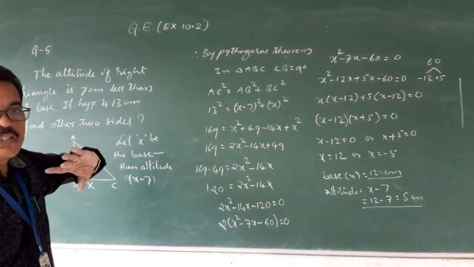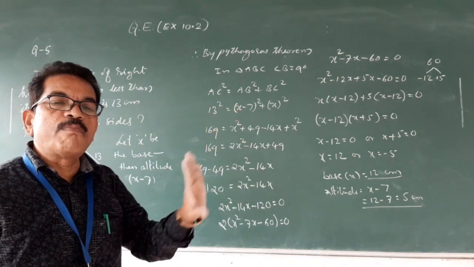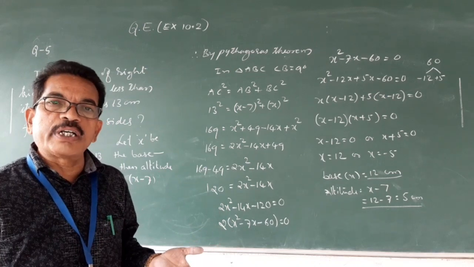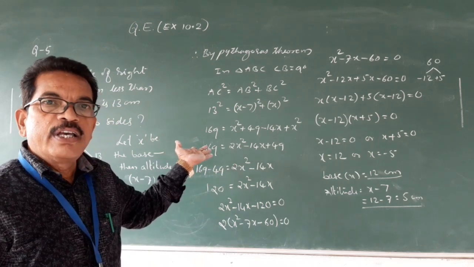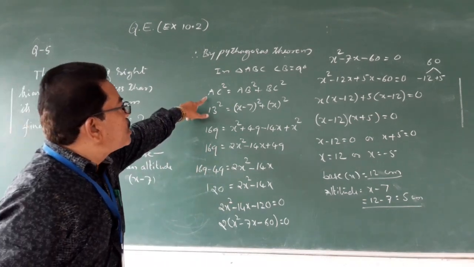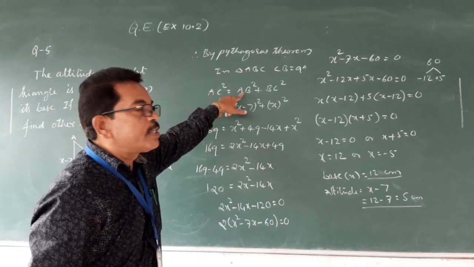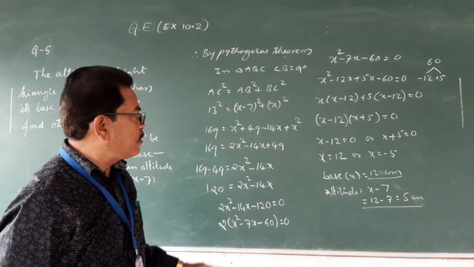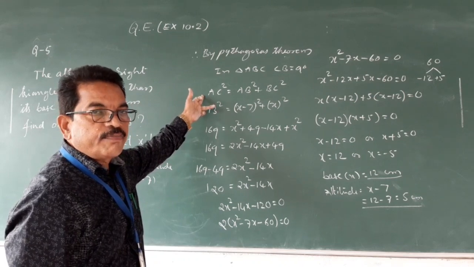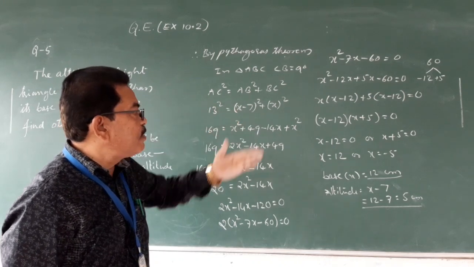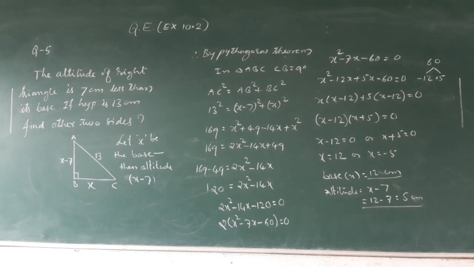This one is the Pythagoras theorem, which states that the square on the hypotenuse is equal to the sum of the squares of the remaining two sides. I think you might have studied it in the 9th standard. If not, you try to understand the Pythagoras statement. The square on the hypotenuse is equal to the sum of the squares of the remaining two sides. In case, that is only applicable for right angle triangles. So see once again the procedure in what way I have solved.